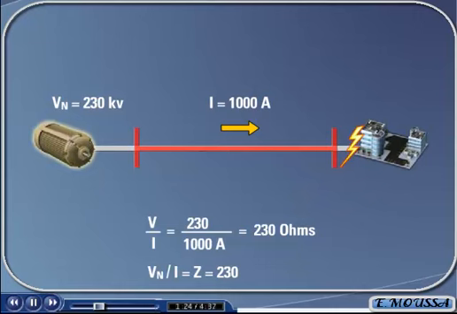In this example, the fault is located after the transmission line, but before the majority of the power system load. Now the only impedance on this power system is the impedance of the source and the transmission lines before the fault.